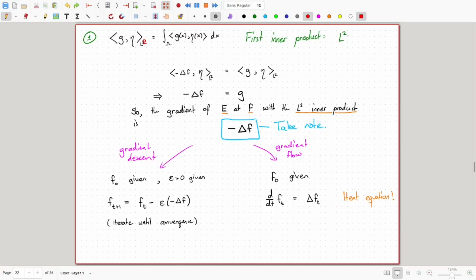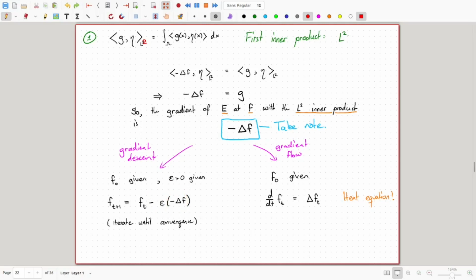Okay. And we can convert that into either a gradient flow or a gradient descent. If we convert it into a gradient descent, we start at some initial function, f0, and we pick some step size. Our iterative procedure is going to be to choose the next function to be the previous function, and then we move in some direction opposite the gradient vector. So negative the direction of the gradient.